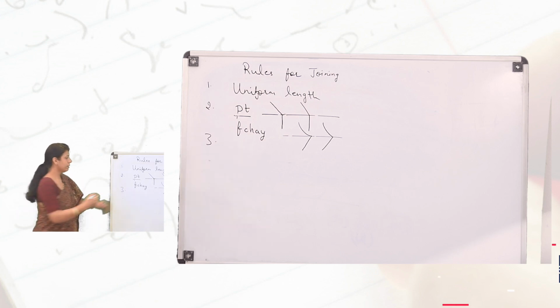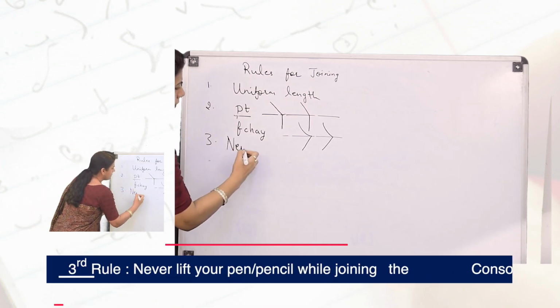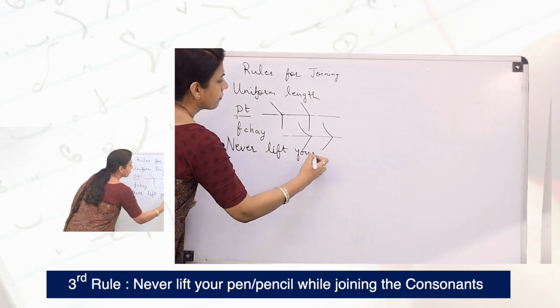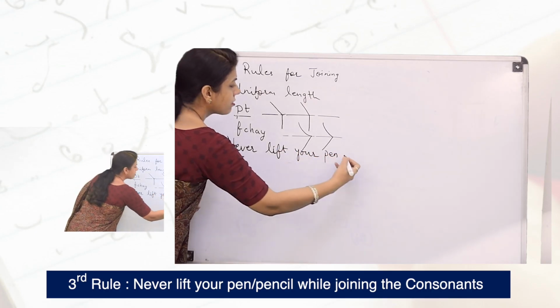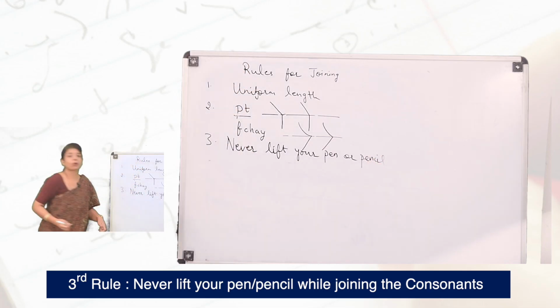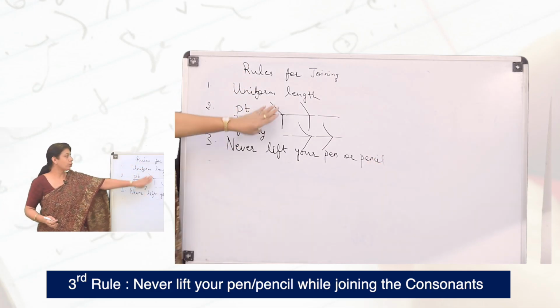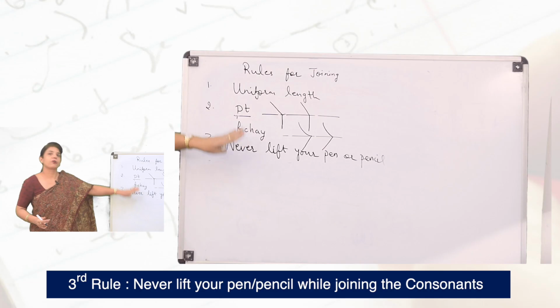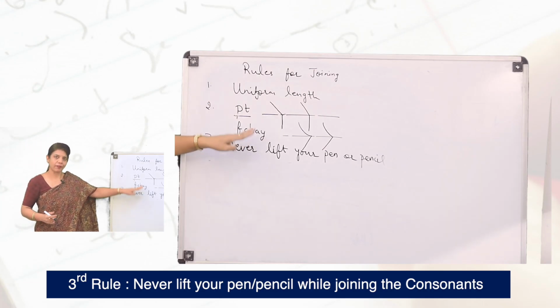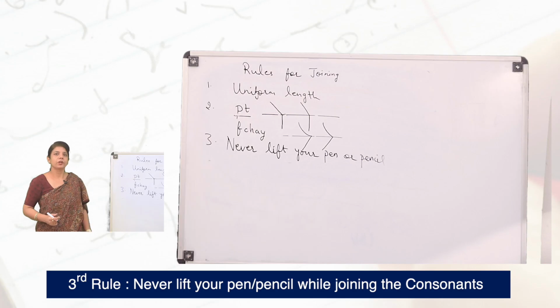Third rule is never lift your pen or pencil while joining the consonants. Suppose you have to join 2, 3 or 4 consonants, join them first in one go and only then lift your pen or pencil to make the next outline.